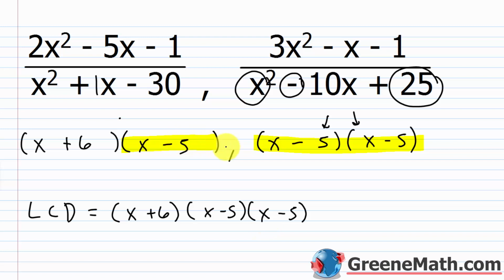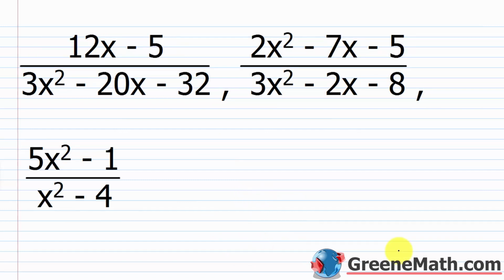So I don't need 3. I can't stress that enough. So the LCD is going to be x plus 6. Then we're multiplying this by x minus 5. And then we're multiplying this by another x minus 5. Or to make this simpler, you can just write the x minus 5 part as squared. All right, let's just look at one more of these. I think it's very straightforward. And then in the next lesson, we're going to review how to add and subtract rational expressions. And we're going to use this kind of information or this knowledge right away.